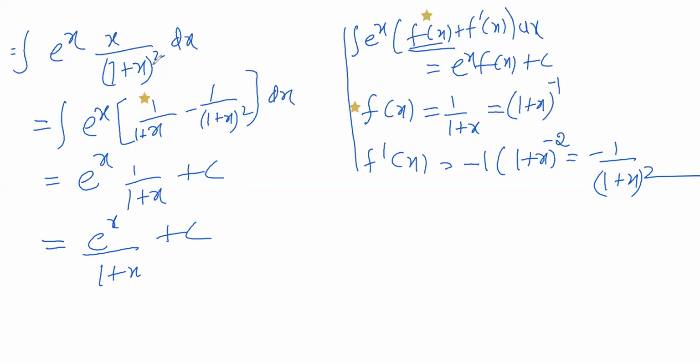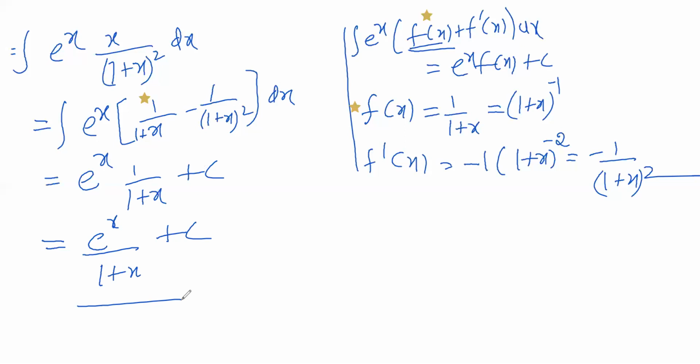This x by 1 plus x the whole square is split as this. Taking the first term 1 by 1 plus x as f of x, and then f dash of x will be minus 1 by 1 plus x square. So this is of the form e power x into f of x plus f dash of x. So the answer is e power x into f of x plus c. Yes, this is the answer for example 37.